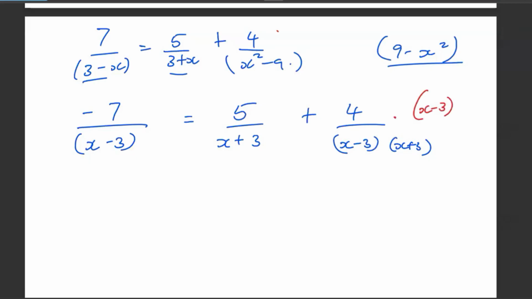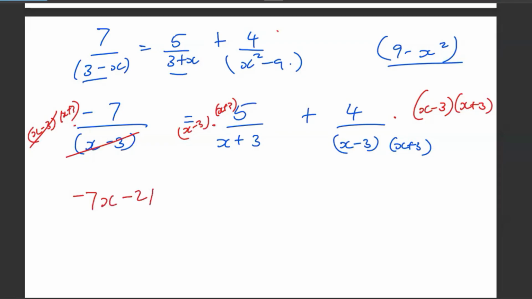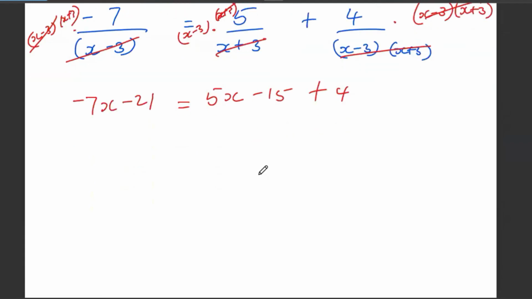So I'm going to multiply by the biggest, which is x minus 3, x plus 3. Same thing here, x minus 3, x plus 3. And then the same story here, x minus 3, x plus 3. So this cancels that. I'll be left with a negative 7 multiplied by the x plus 3, which is going to be negative 7x minus 21. This cancels that. I'll be left with 5x minus 15. These two will cancel. Then I'll have something like that. Now, denominators are gone. For as long as denominators are out of the way, then life is easier for me.